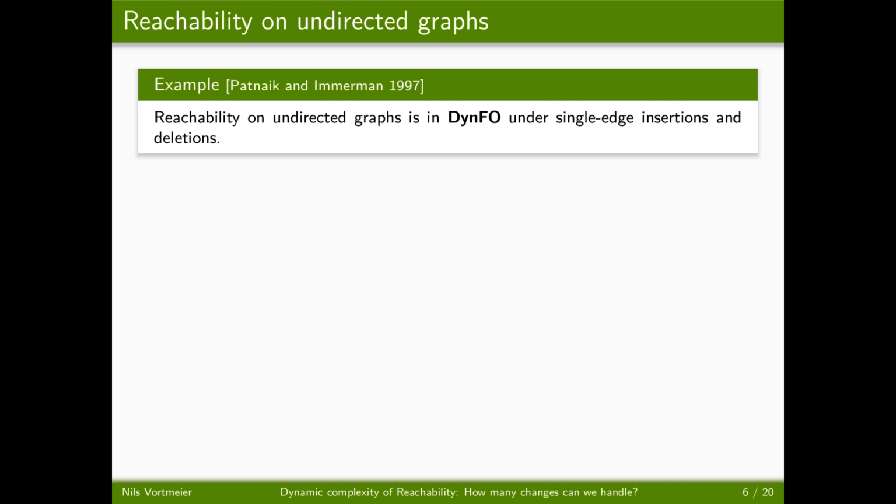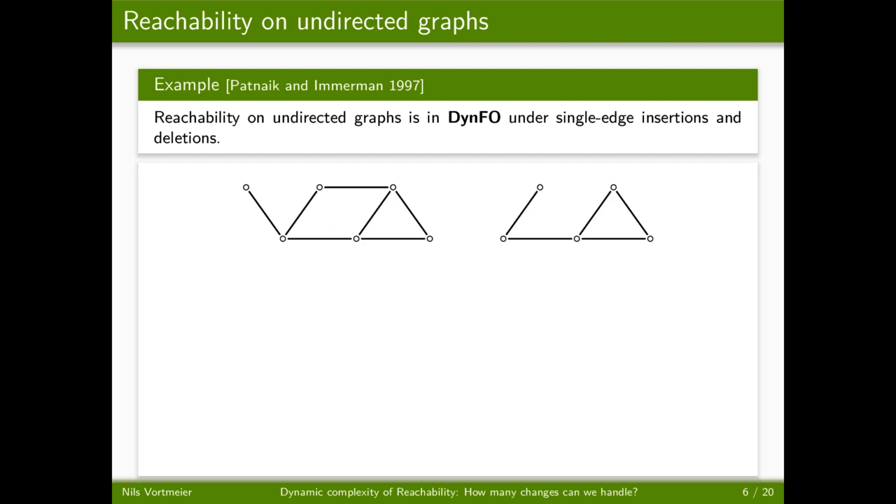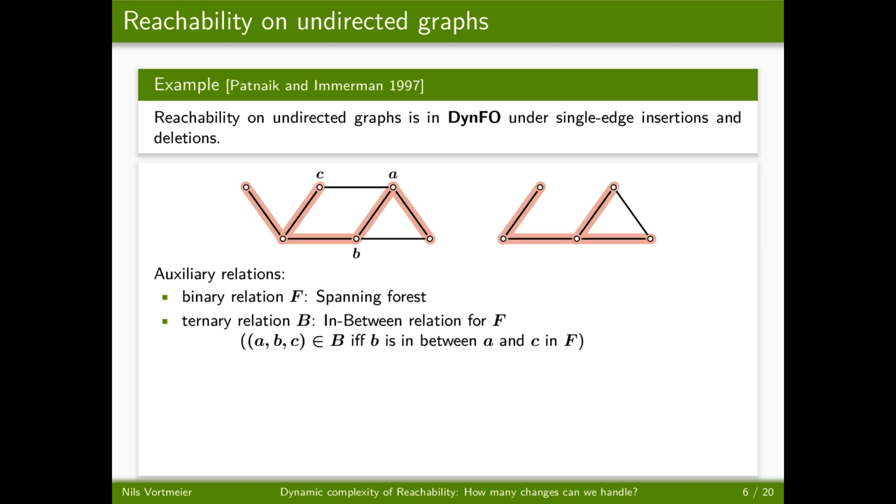We would like to show that the reachability query on undirected graphs is in DynFO under insertions and deletions of single edges. At first, we need to describe the auxiliary relations that we want to maintain in addition to our input graph. The first auxiliary relation is a spanning forest, and the second relation gives us in-between information for this forest. So a tuple ABC is in this in-between relation B.